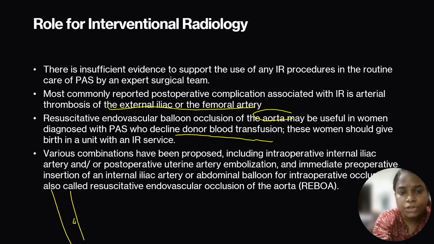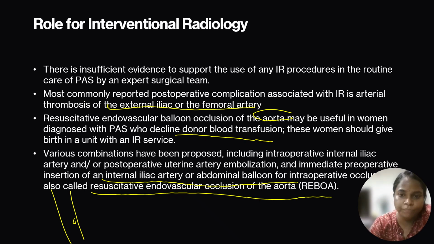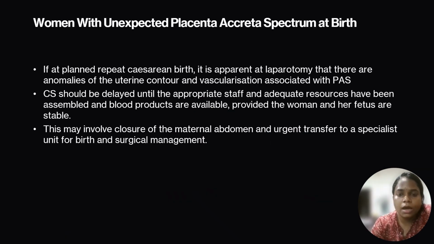Various combinations have been proposed, including intraoperative iliac artery and/or postoperative uterine artery embolization, and immediate preoperative insertion of an internal iliac artery or abdominal balloon for intraoperative occlusion. So you're doing this for resuscitation. This is known as REBOA, that is resuscitative endovascular balloon occlusion of the aorta. You understand? So you will occlude the aorta, basically with an abdominal balloon for intraoperative occlusion, then again you remove it. Laparotomy should be done. Now first you'll observe the vascularization and all. Then you'll proceed with the procedure.